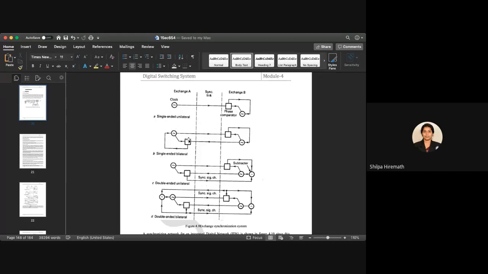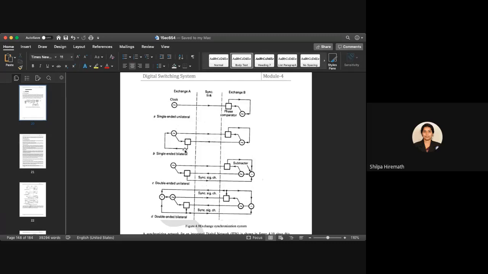So here the decision process is made at each of the links. Yes. What was happening in the first one? The decision was made only at one particular exchange, but here it is made at both the exchanges. So therefore, both exchange clocks achieve the same average frequency.